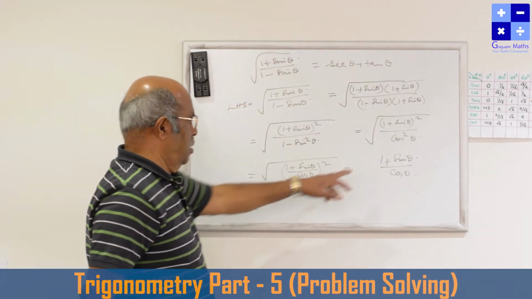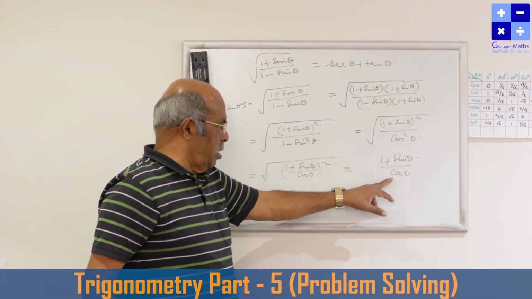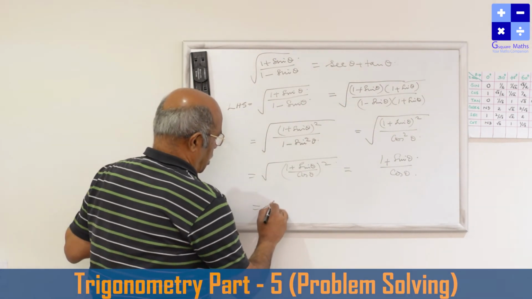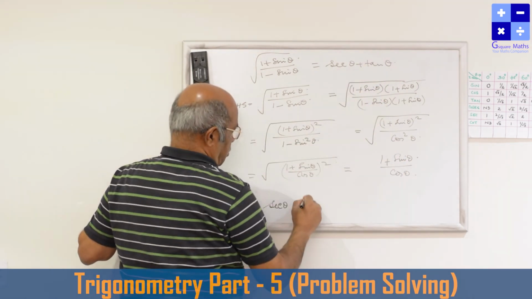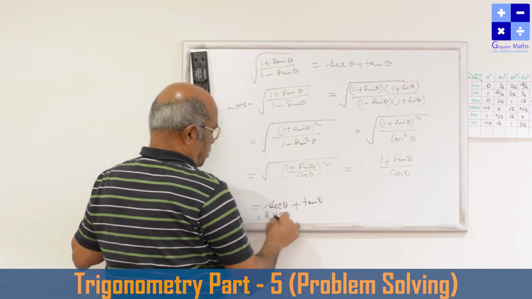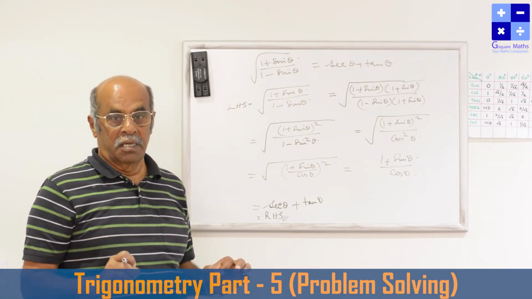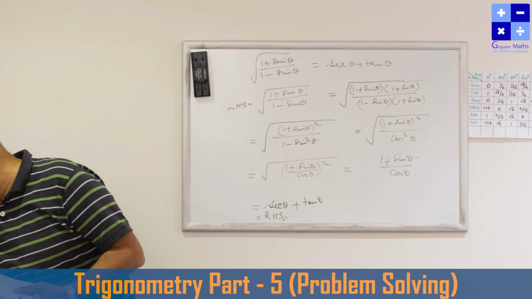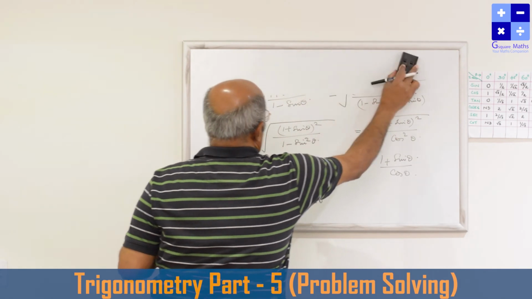Separate that. 1 plus sin theta by cos theta is nothing but 1 by cos theta plus sin theta by cos theta. 1 by cos theta is nothing but sec, plus sin theta by cos theta is nothing but tan. That is equal to the right hand side. Just apply these identities and properties. Let's go to the next problem.